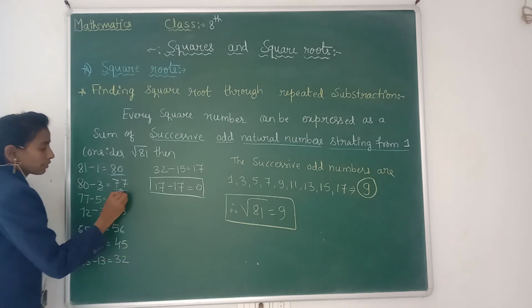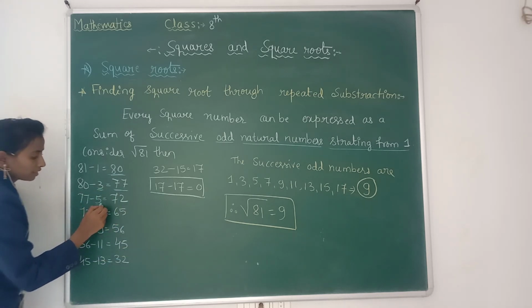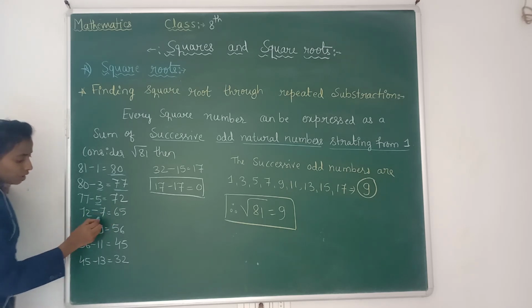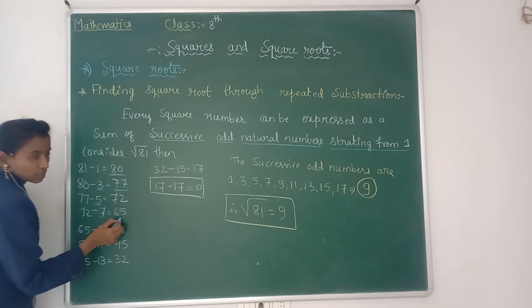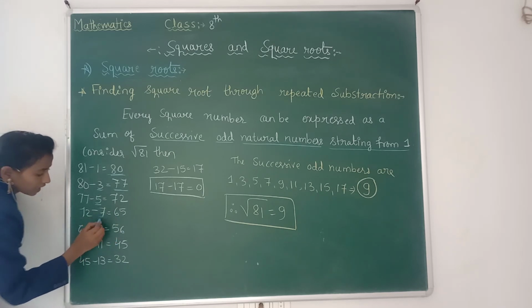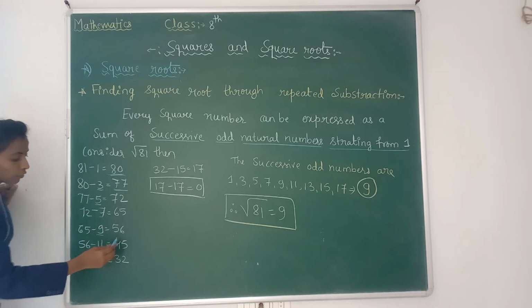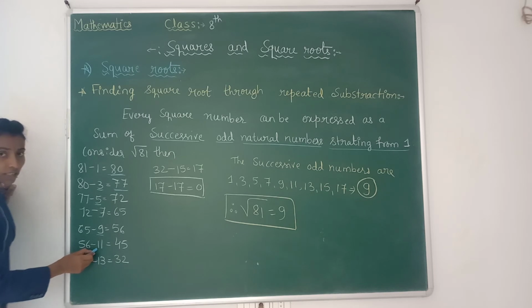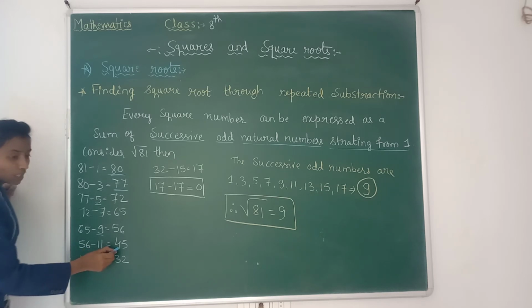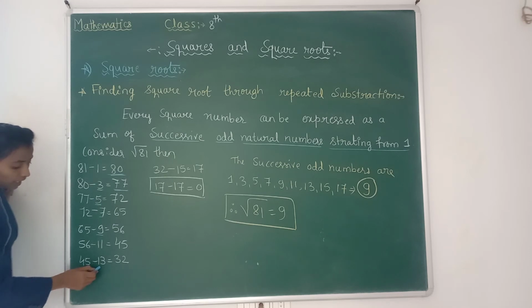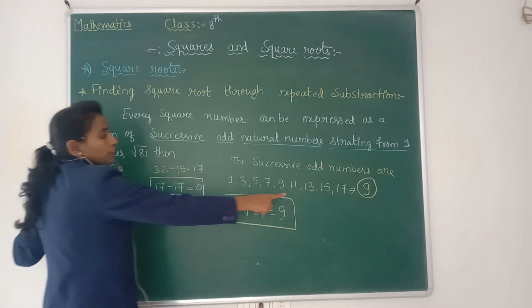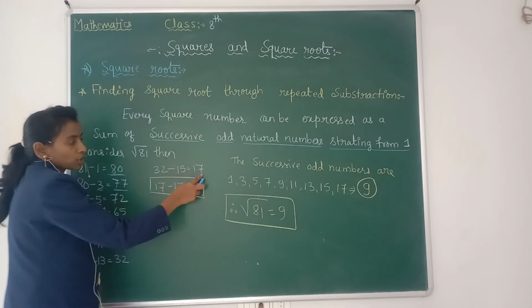From this 77, again you have to subtract the next odd number, that is 5. You get 72. Again in 72, the next odd number, that is 7. You get 65. In that 65 again, the next odd number, that is 9. If you subtract, you will get 56. Again in that 56, the next odd number, that is 11. You get 45. Again in 45, the next odd number, that is 13. You get 32. Again in 32, the next odd number after 13 is 15 that you have to subtract. You get 17.